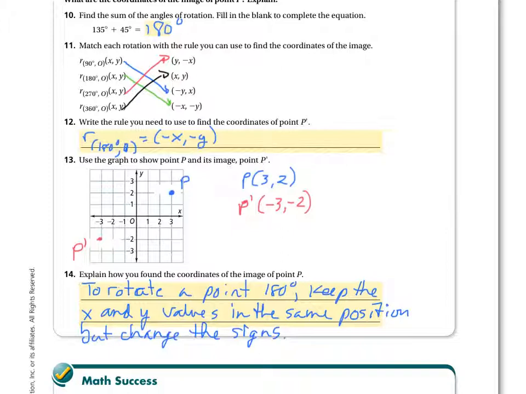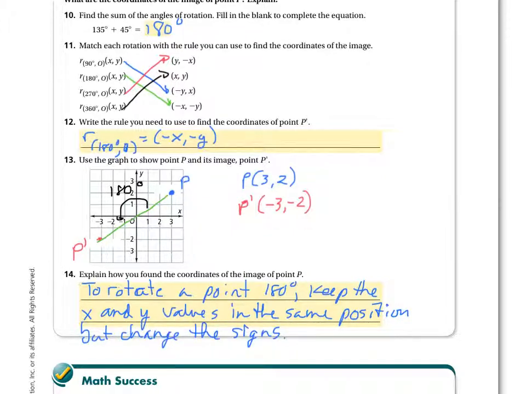And you can check that by taking a line and running it through the origin and through your other point. Doesn't it make a straight line? This angle of rotation from here to here is 180 degrees. As long as you take your point and run a line from the point to the origin to your prime point, for a 180 degree turn it should be a straight line. If it's not, then we did something wrong.